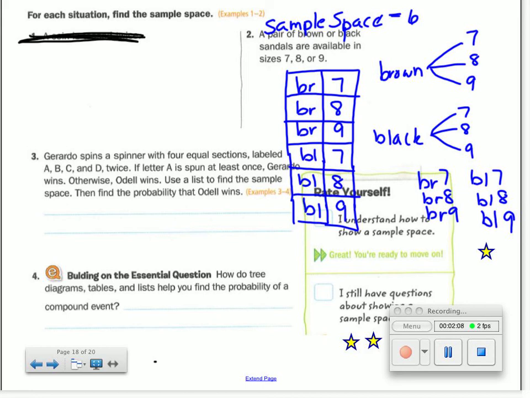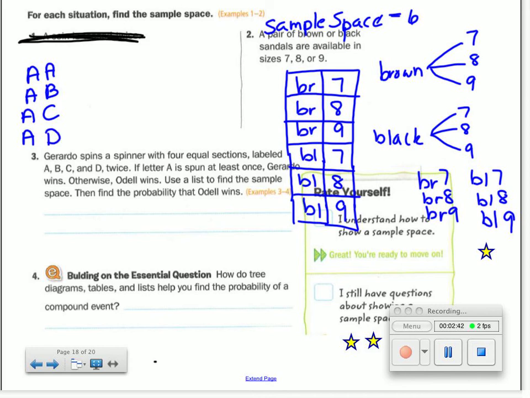So spin 1, he has an A. Spin 2, what's an option that he could have? Another A. The next spin, let's stay with all A's. What's the next option for a second spin? He could have an A, and then what's another option? C. And he could have an A, and what's his last option for having an A first? We've got A, B, C, and then D.